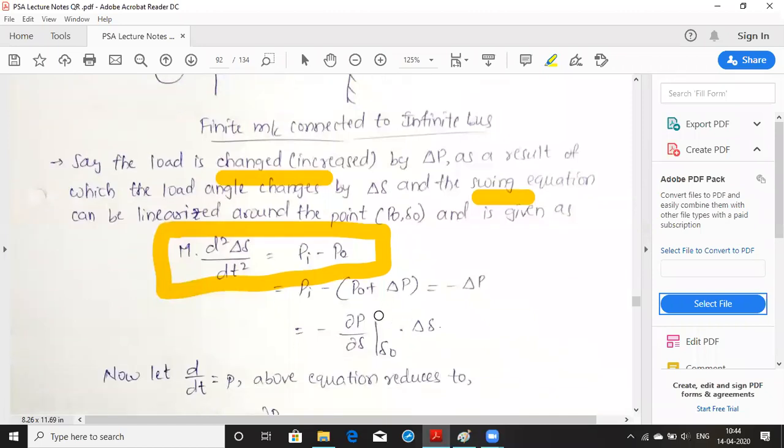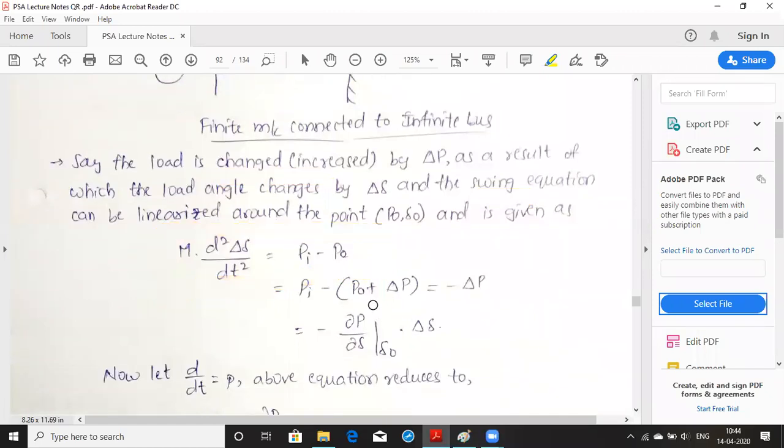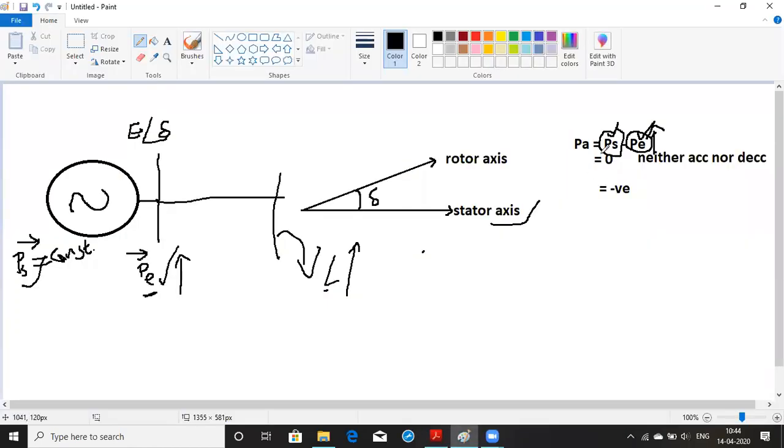If you see here, Pi is the input or shaft power, which remains constant, but here there is a change. P naught, PE or P naught, you can consider as an output power plus delta P. Delta P is the change in the load power. Okay, only this term is changing. So whenever this term is changing, what happens? You will get a negative value. Why are you getting a negative value? Because this is a constant. Anyway, the shaft power is a constant, but the electrical power is increasing. Therefore, you will get it as a negative value.